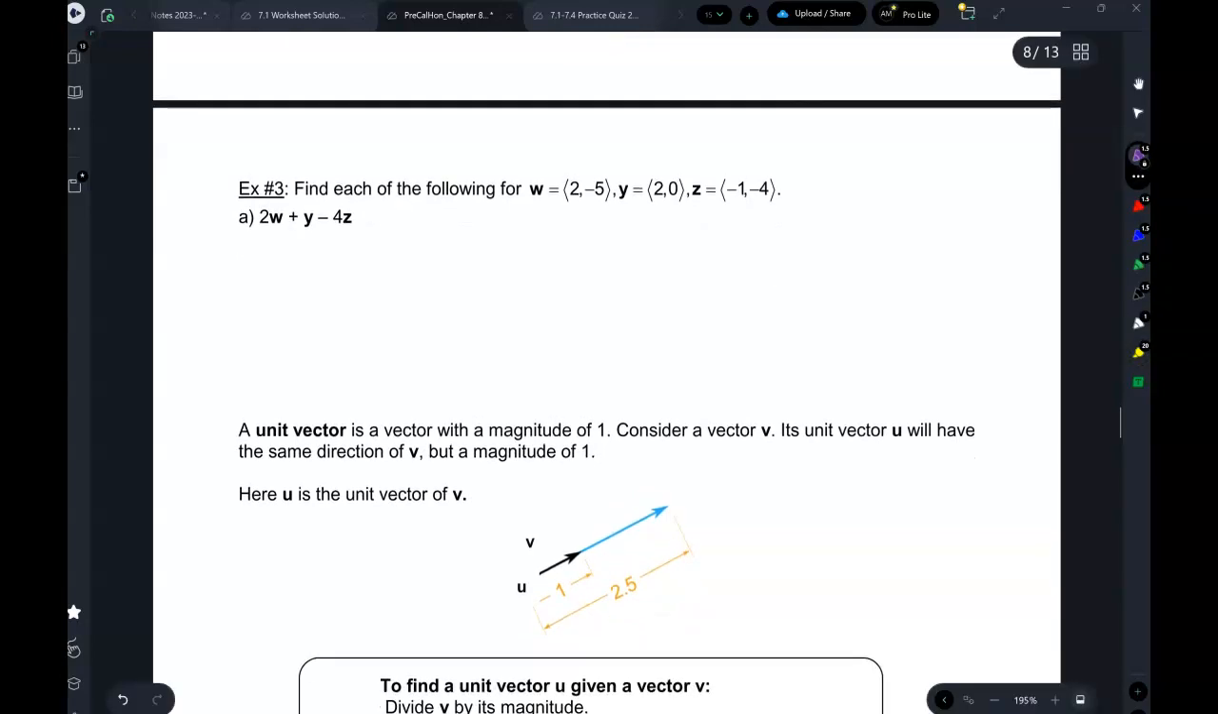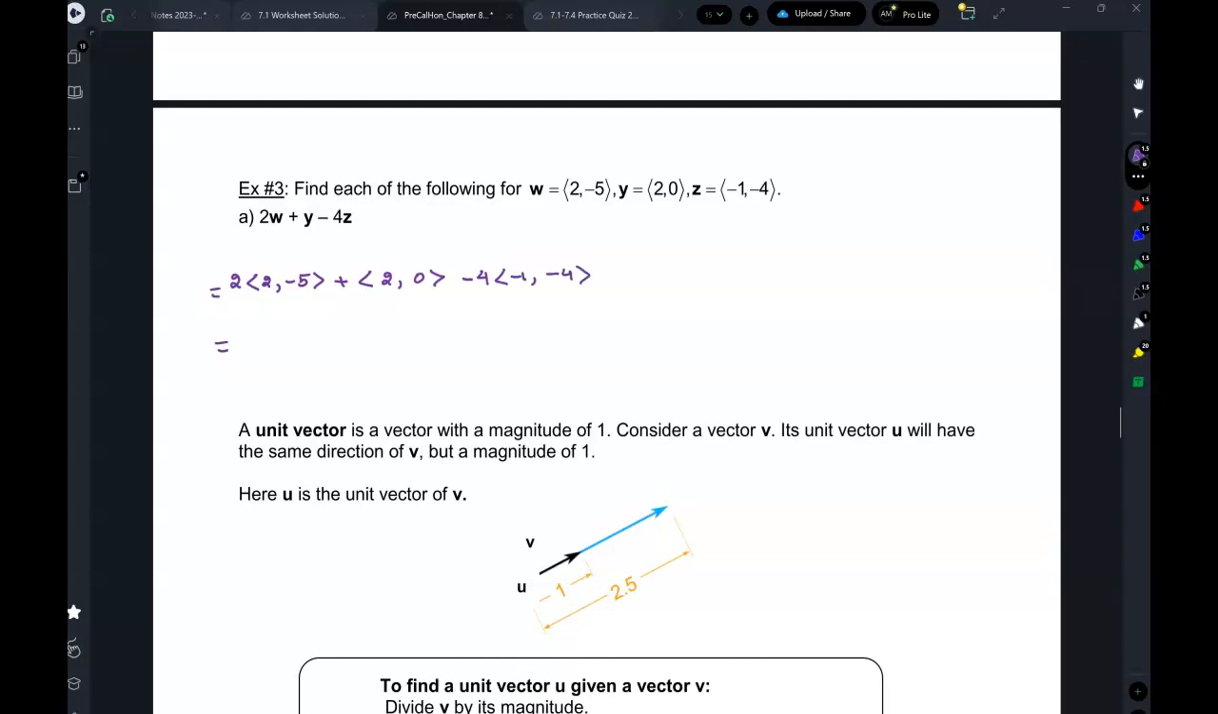Okay, so find each of the following. So we have vectors W, Y, and Z. We want to find 2W plus Y minus 4Z. Okay, 2W means 2 times <2, -5>, plus Y, <2, 0>, minus 4 times <-1, -4>.